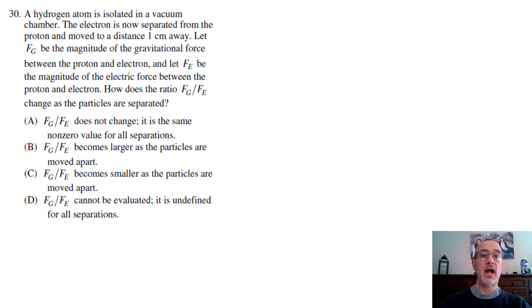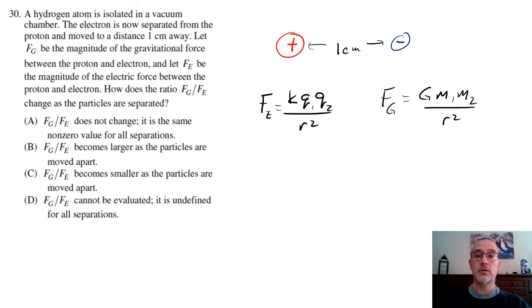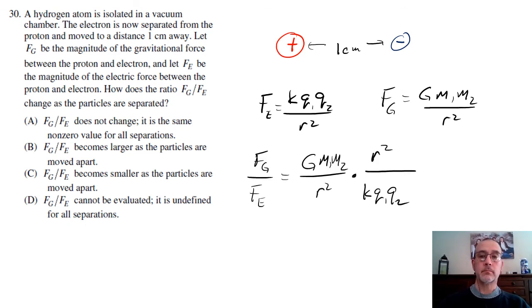All right, question 30. A hydrogen atom is isolated in a vacuum chamber. The electron is now separated from the proton and moved to a distance 1 centimeter away. We're going to let Fg be the magnitude of the gravitational force between the proton and the electron, and let Fe be the magnitude of the electric force between the proton and the electron. How does the ratio change as the particles are separated? The electric force is given by Coulomb's law, K Q1 Q2 over R squared. The gravitational force is given by Newton's law of universal gravitation, G M1 M2 over R squared, and we're looking for the ratio of those two.